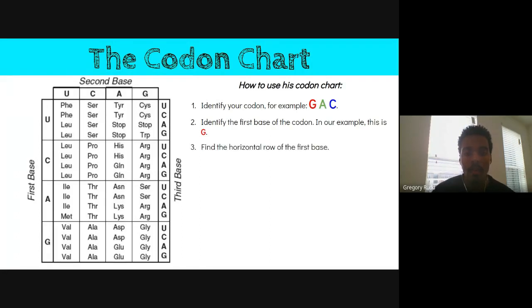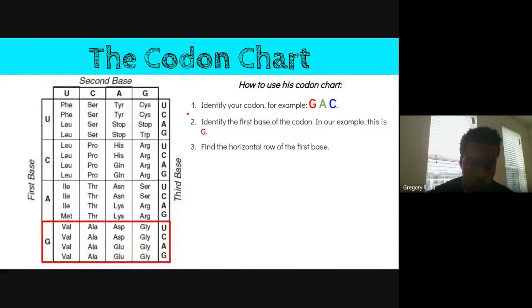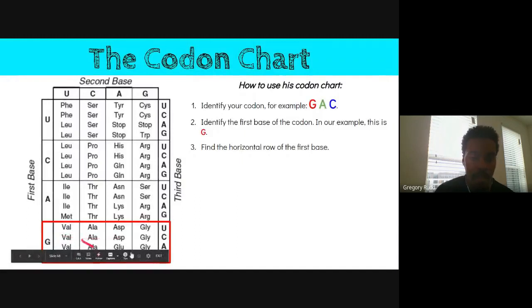Then you want to find the horizontal row of that first base. So I want to find the row over here. We see that it says first base over here. So I want to find the row that corresponds with my first letter. In this case, my first letter is G. So I'm down there in that bottom row. That means that I can really stop paying attention to everything up here. None of this is going to be an option for me. I can only have one of these amino acids in this bottom row.